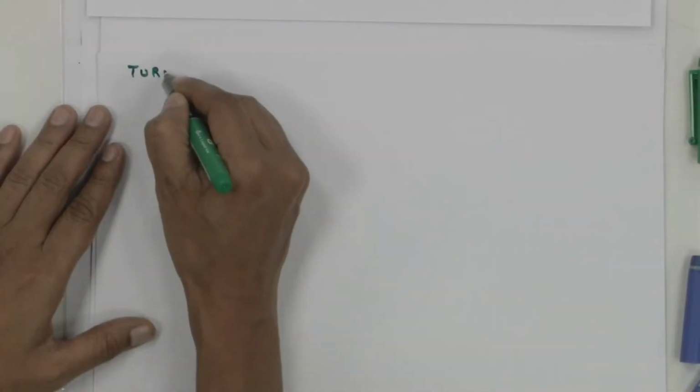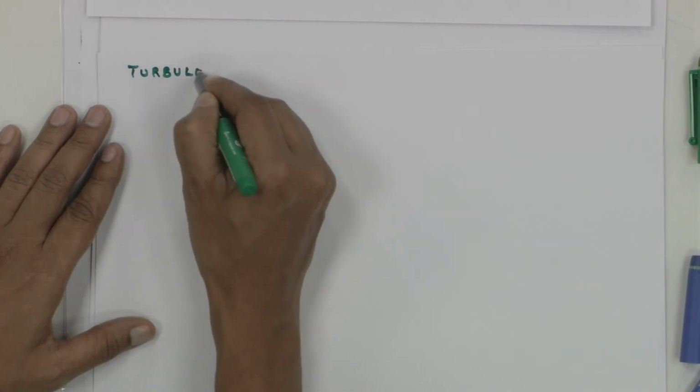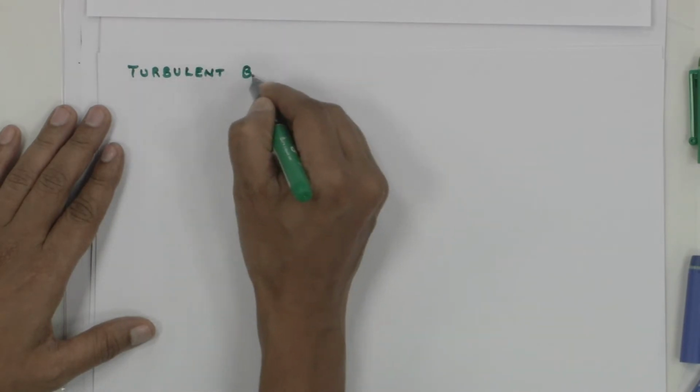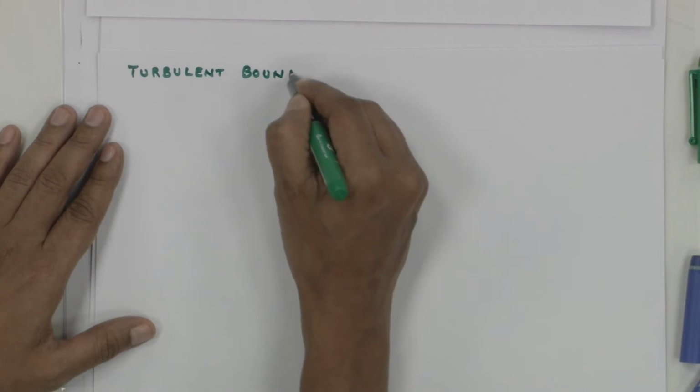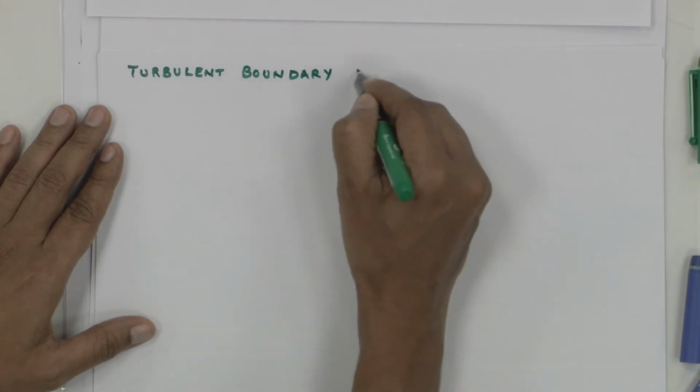Now, this is u plus equal to y plus. Now, let us take up the turbulent boundary layer.